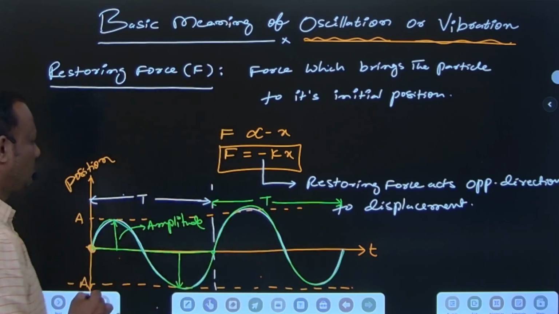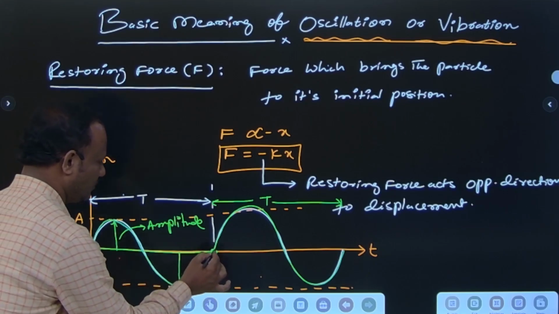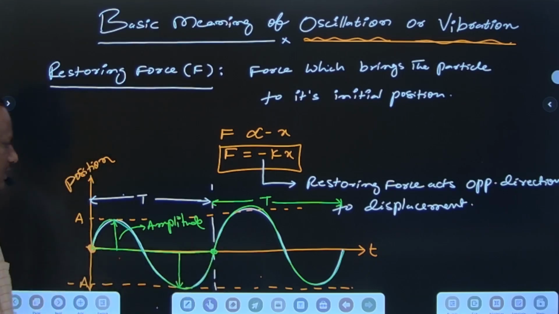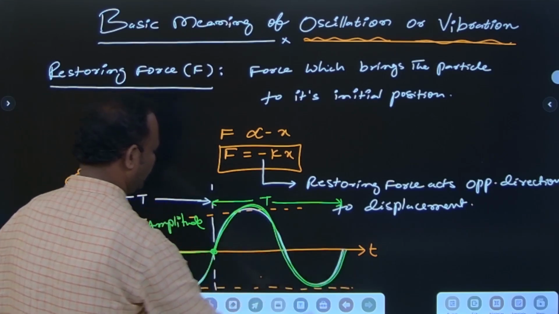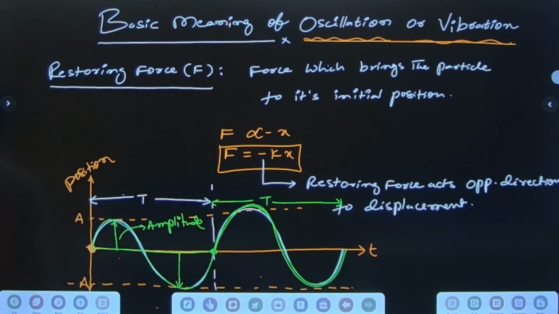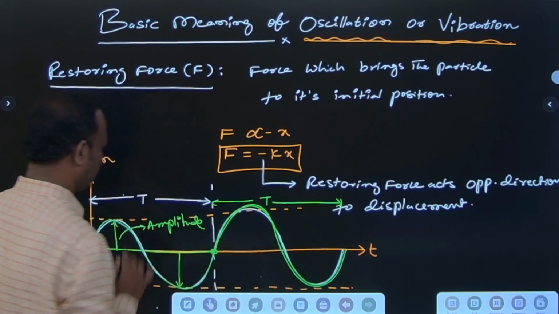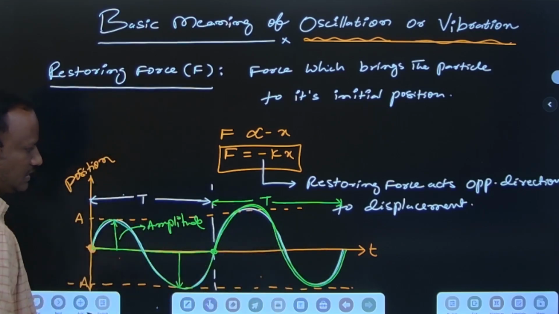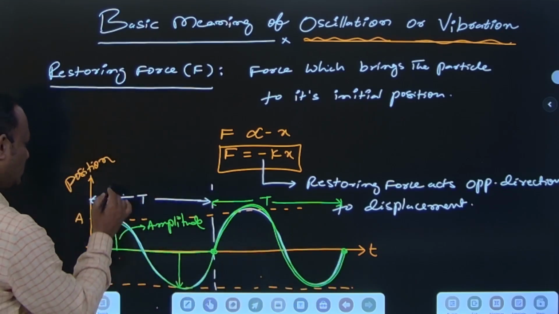So what is the time period of this one? Completion of one wave is T. Again one more wave is formed. The number of waves produced per second is the frequency. Total 2 waves, the time period is T for each, and the frequency is 2.